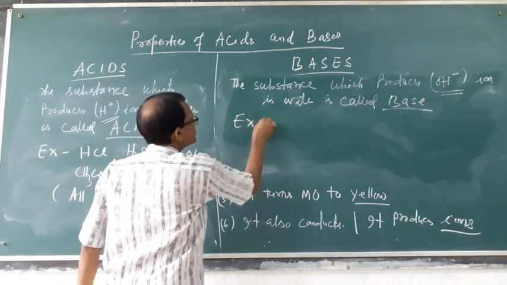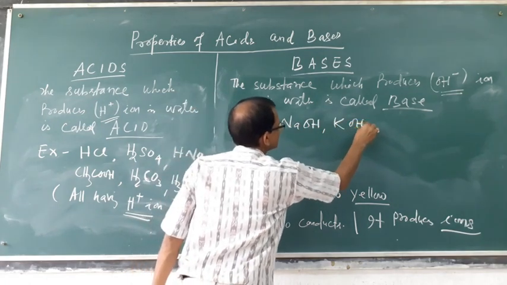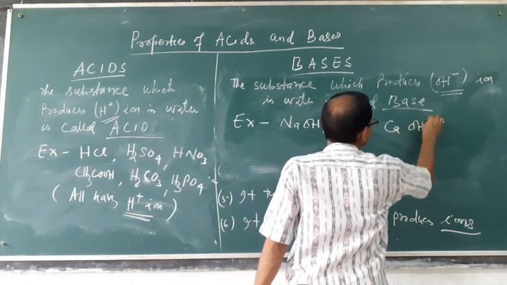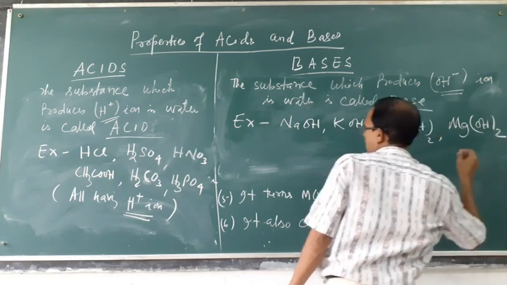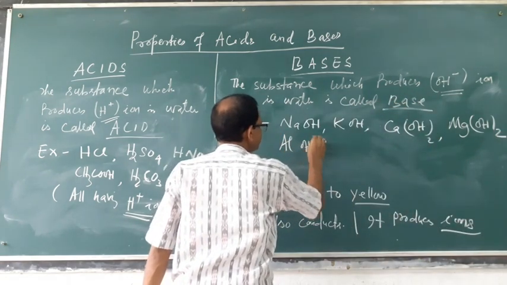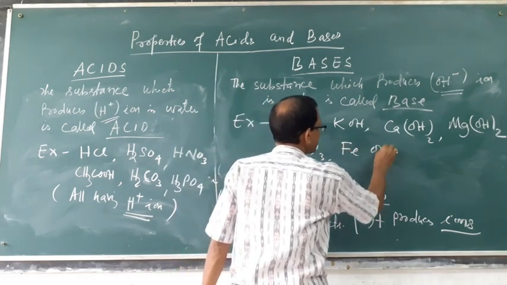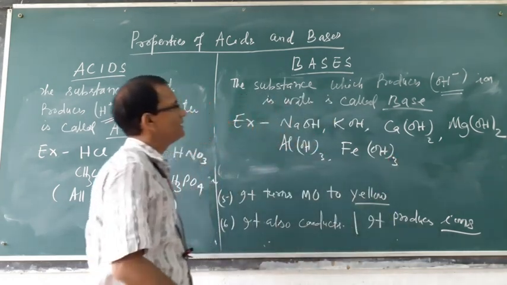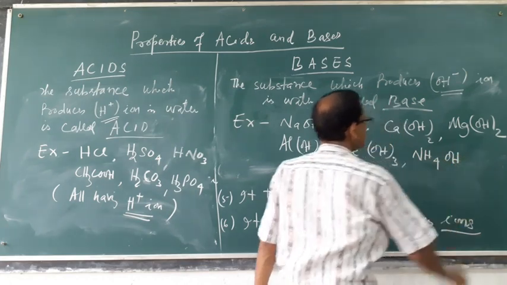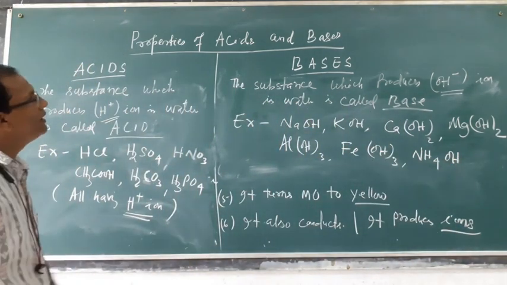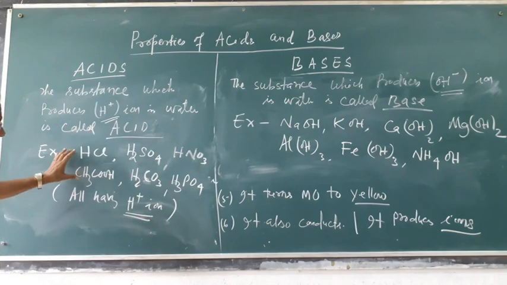Examples. What are the examples of base? Sodium hydroxide, potassium hydroxide, calcium hydroxide, magnesium hydroxide, aluminium hydroxide, ferric hydroxide, ammonium hydroxide. So these are some important examples of bases which are water soluble. The earlier ones are the common examples of acids which are water soluble.